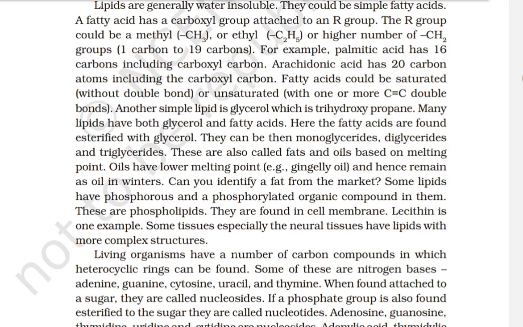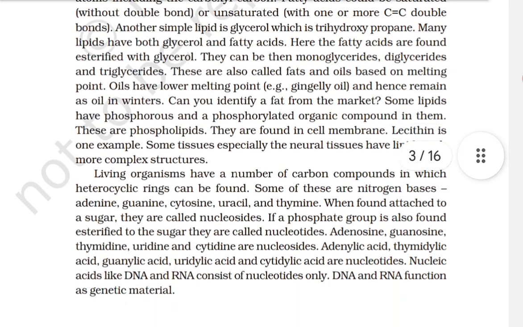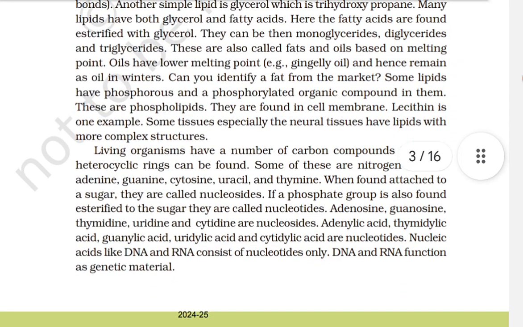Some lipids have phosphorus and a phosphorylated organic compound in them. These are phospholipids. Understood? They are found in cell membrane. Lecithin is one example, which is a phospholipid. Some tissues, especially the neural tissue, have lipids with more complex structures.